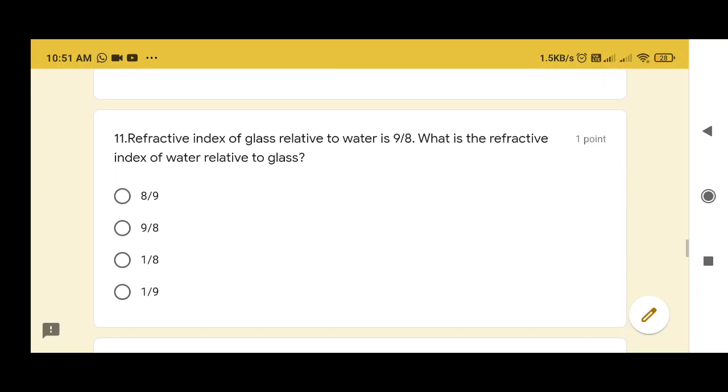Next, 11th one: refractive index of glass relative to water is 9 by 8. What is the refractive index of water relative to glass? Here n_gw is given, and what is asked is n_wg. n_wg means refractive index of water relative to glass. So it is the reciprocal value, that is 8 by 9.